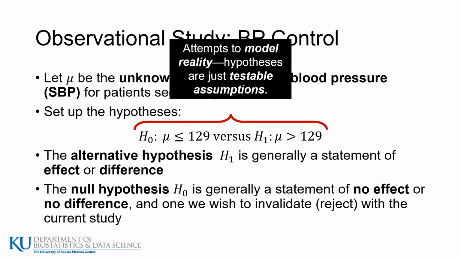So these are just testable assumptions. Here we're attempting to model reality based on these testable assumptions. So we can test whether the alternative hypothesis is reasonable in our population, and we do this through a random sample.